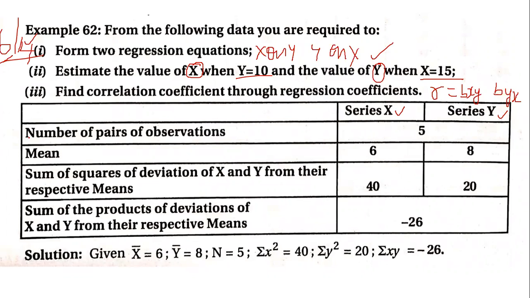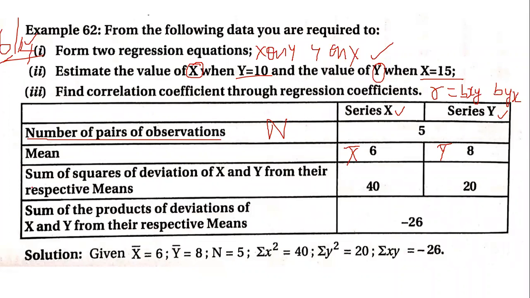So first, number of pairs of observation. This is nothing but n. So the total observations in both the series are 5. Next, mean. Mean is for series X, it is X bar, and for series Y, it is Y bar. These are the actual means.